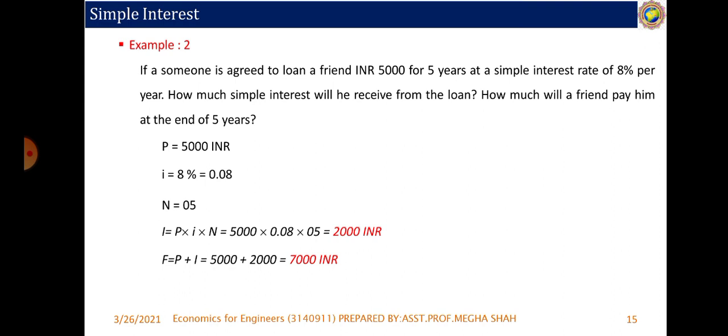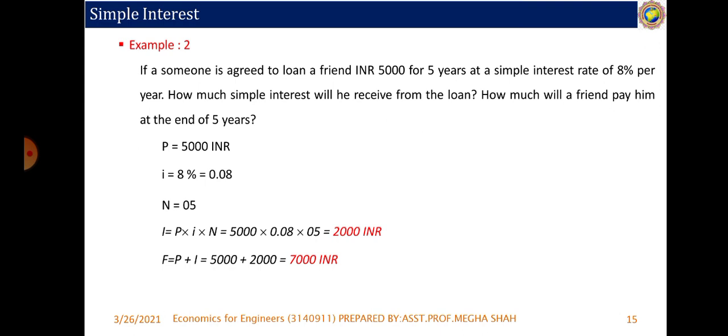So interest is denoted by capital I. So what is the formula? P into I into N, and we are putting the values in this formula. So we are getting 5000 into 0.8% and into 5. So we are getting 2000 rupees as an interest.